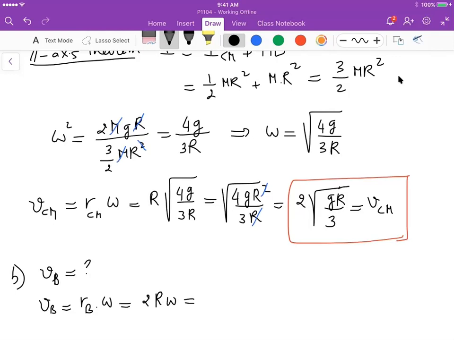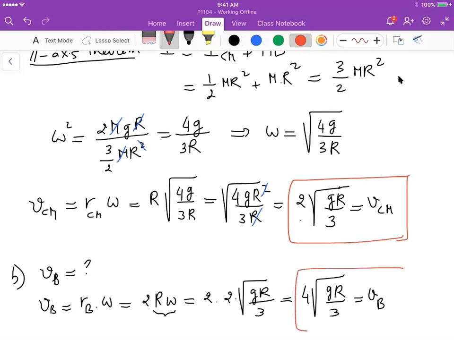And so if R omega is equal to 2 multiplied by the square root of GR over 3, then here we get 2 multiplied by 2 times square root of GR over 3. This R omega I got from the previous question, since we had already found it. So we end up with 4 times square root of GR over 3. So this is the speed of the point B.